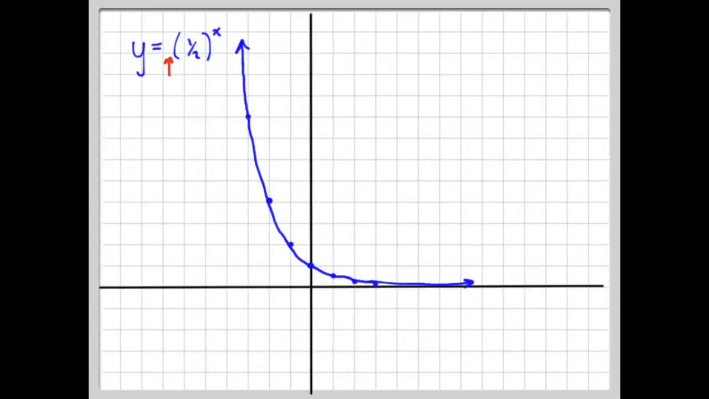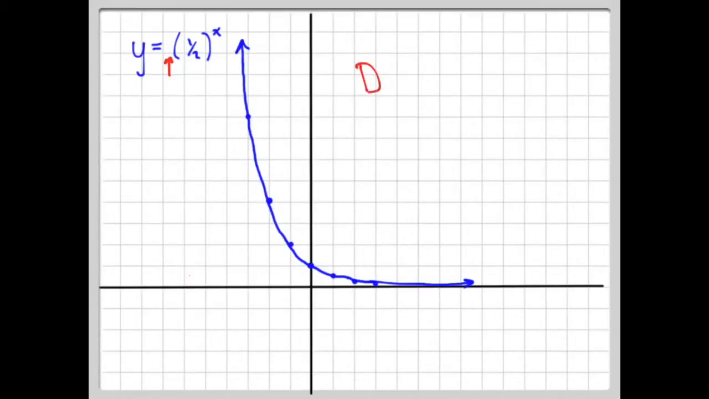Now, if you think about it, this is just a horizontal reflection, or a reflection over the y-axis of our growth function. Growth function normally would look like this. So we have here a function that's been reflected over the y-axis. It's just a little bit of a switch around. So it's going down when it normally went up, and it's going up when it normally went down.